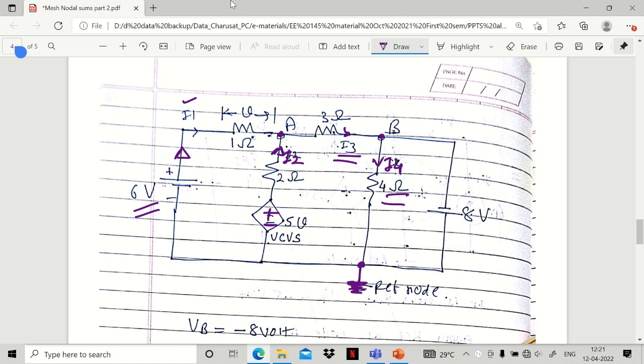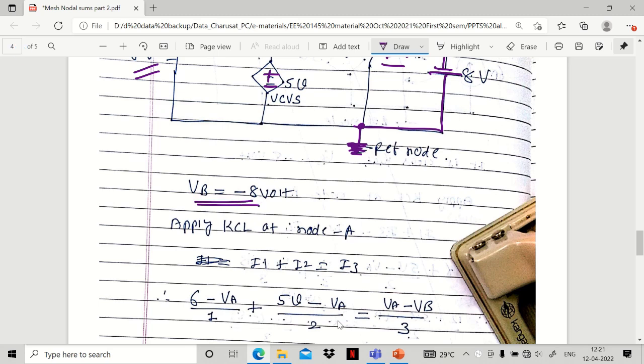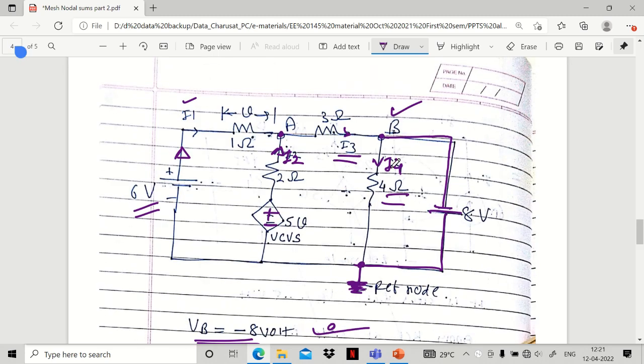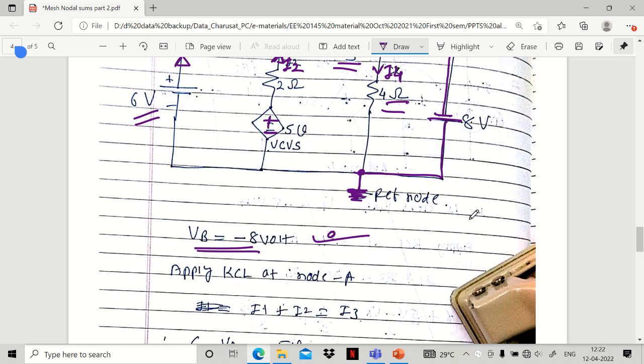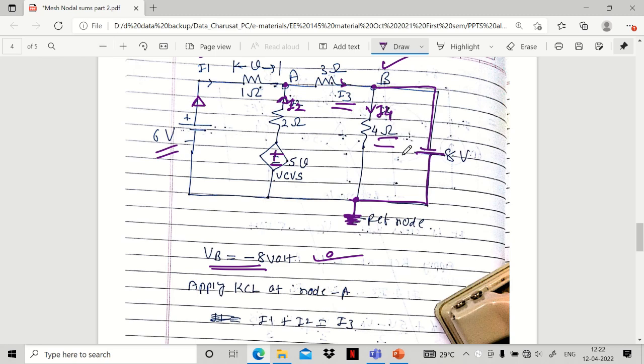Now one point is certain: the potential of B is already given, VB. Point B is connected with the negative of the battery, so VB is minus 8 volt. VB is already available, because point B is directly connected with the battery. There is no intermediate resistance between the battery and node B. So the potential of node B is minus 8 volt.